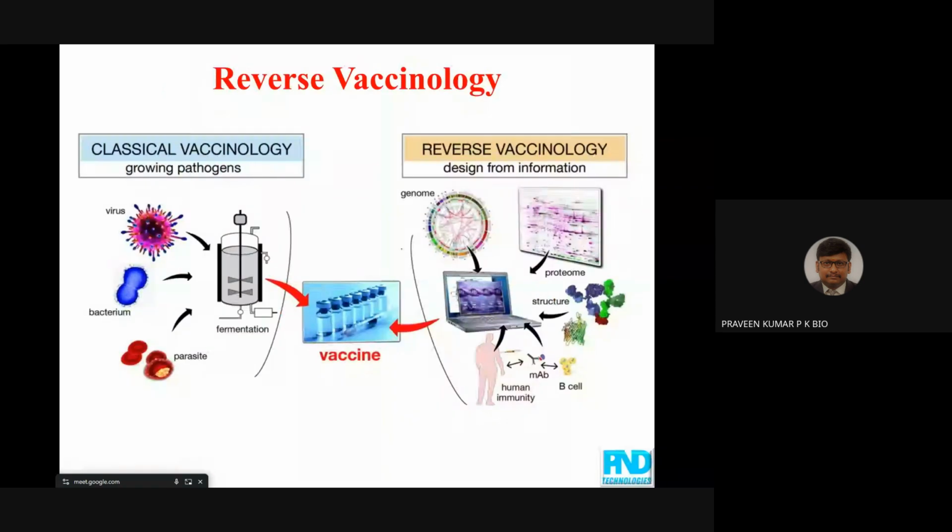Reverse vaccinology. Just now, what I told about studying vaccines was how vaccines are prepared directly from viruses, bacteria, and parasites.